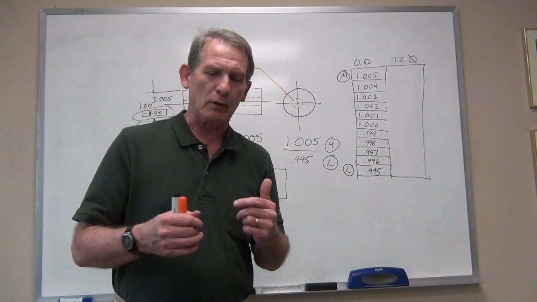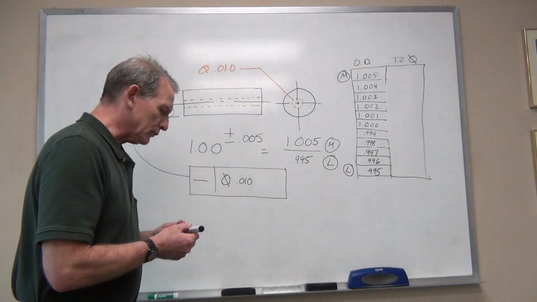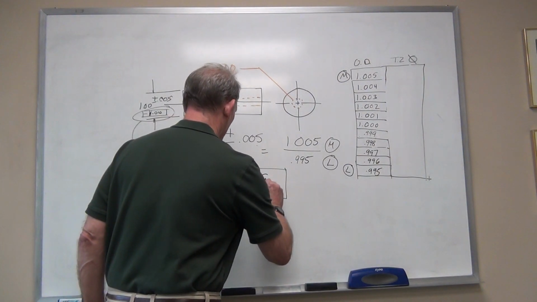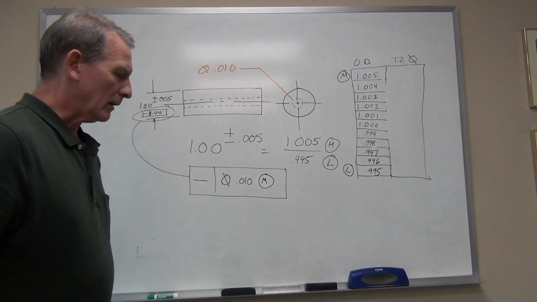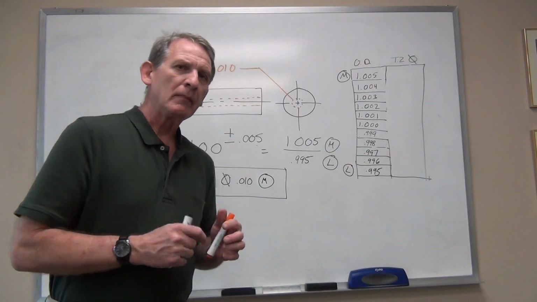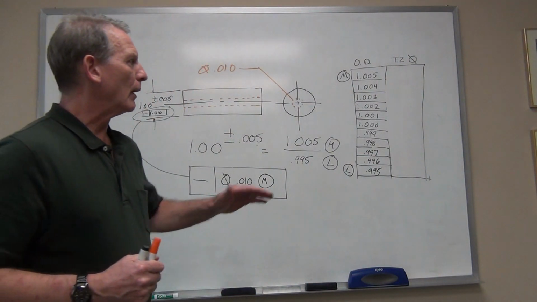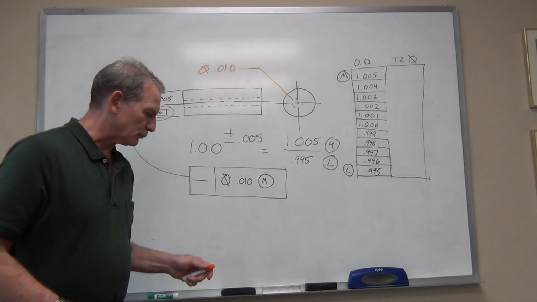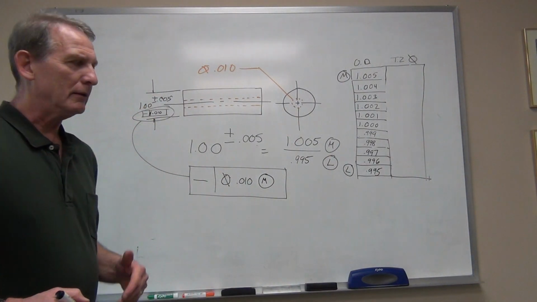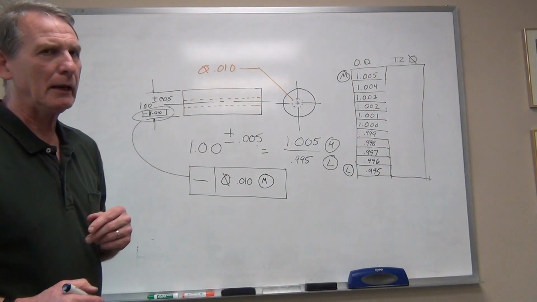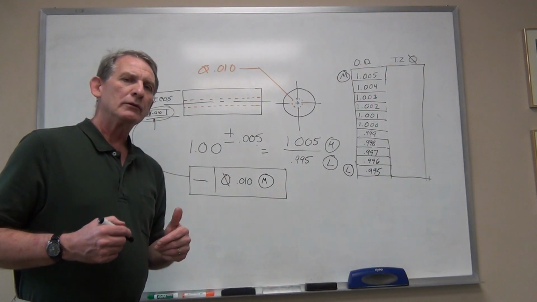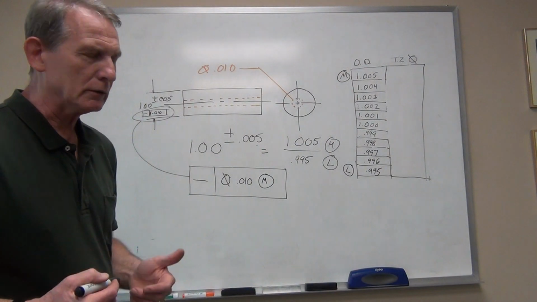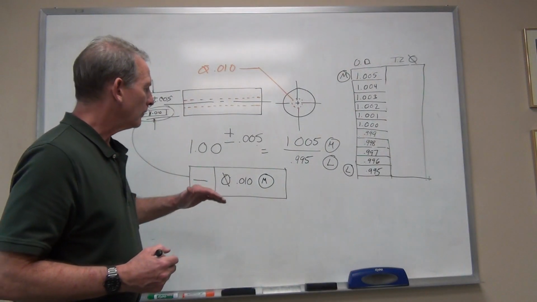Let's see how that works. Okay, so I'm going to put a material condition modifier in the feature control frame, and now we're going to evaluate step by step to see what the size of that tolerance zone is. It's remarkably simple, but again, you almost have to do it on paper or on a spreadsheet so that you make sure that you know what your tolerance zone is for a given size.